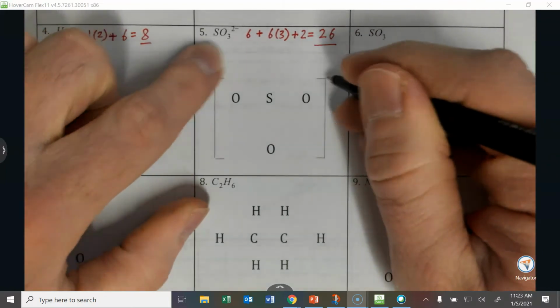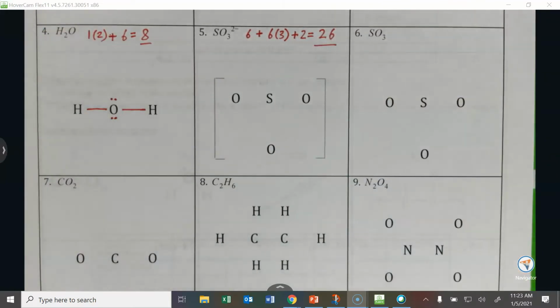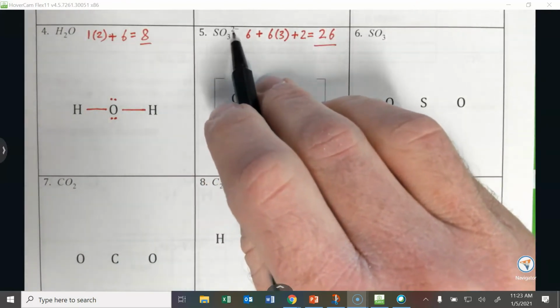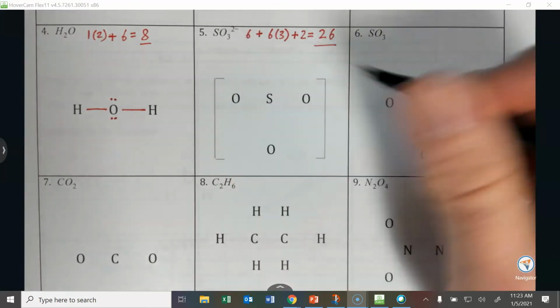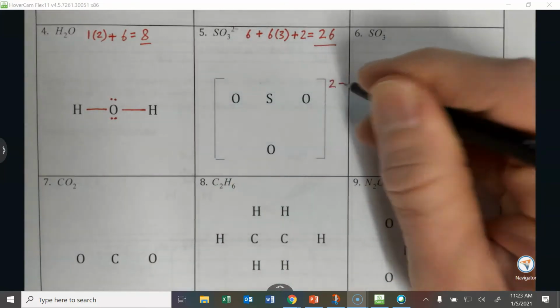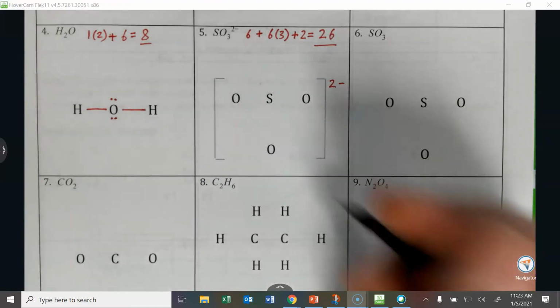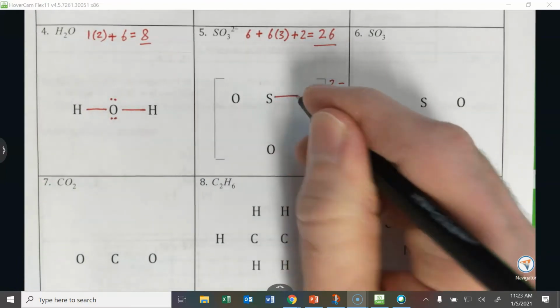And we've got brackets around this because it is an ion. I could go ahead now if I wanted to and skip ahead, and don't forget it's going to have a -2 charge. Now let's go ahead and connect each oxygen to sulfur with a line.